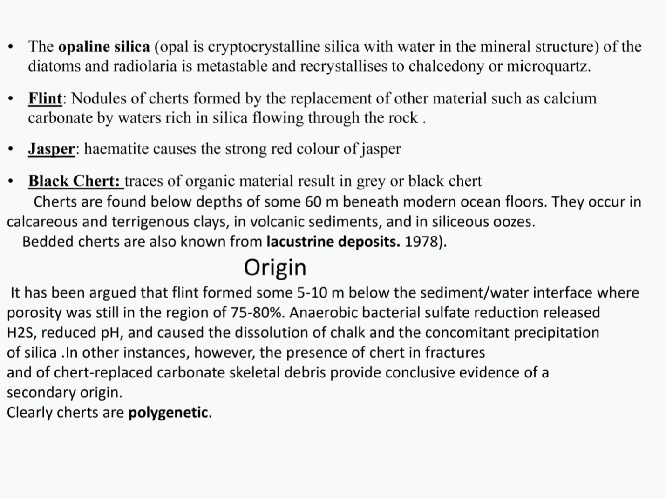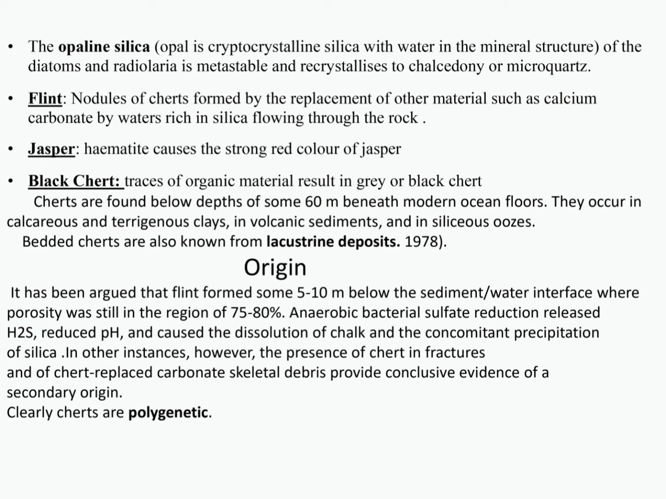So you will see black chert everywhere, in calcareous and terrigenous clay, in volcanic sediment, and also in siliceous ooze. Bedded cherts are also known from lacustrine deposits. Lacustrine means lake. From lake deposits you will also see chert, and in lakes you will see bedded chert, not massive, and fragment-shaped.